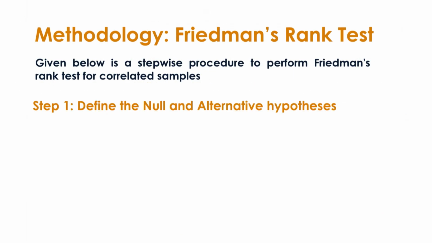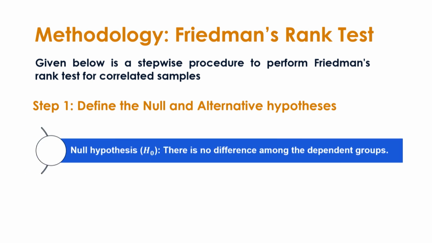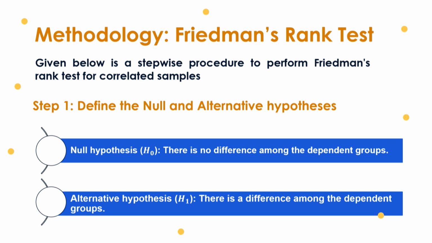Next, we can see the methodology. What kind of methodology are we going to follow in the Friedman rank test? Given below is a stepwise procedure to perform the Friedman rank test for correlated samples. Step 1, define the null and alternative hypothesis. The null hypothesis will be that there is no difference among the dependent groups, and the alternative hypothesis will be that there is a difference among the dependent groups.